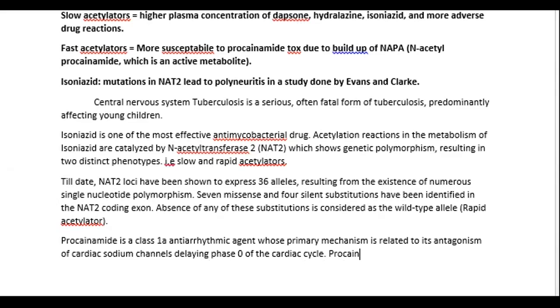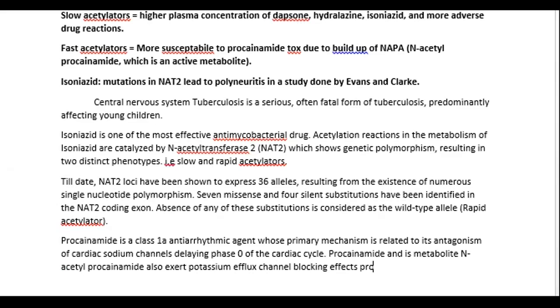This procainamide and its metabolite N-acetyl procainamide also exert blocking effects on the potassium efflux channel, leading to prolonging of the QT interval.